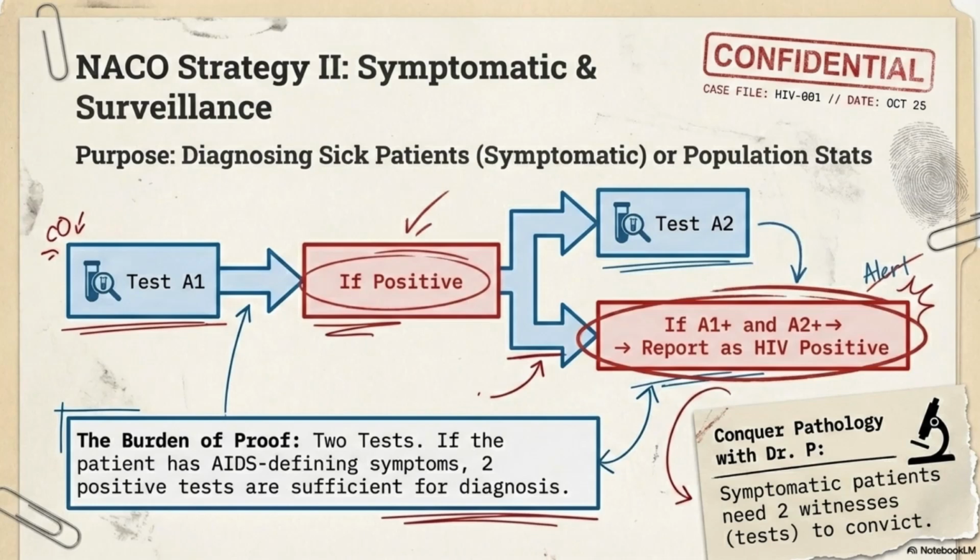Strategy 2 is for surveillance. This is for counting numbers, not treating patients. The protocol here is we use 2 tests, A1 and A2. Test A1 is positive, then run test A2. If both are positive, we count it as a case for our statistics. We do not give this result to the patient yet. This is for the health ministry's big board.